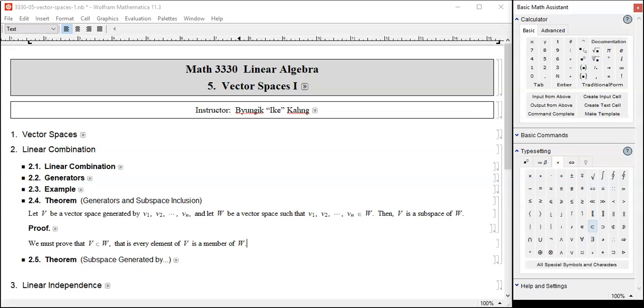Excuse me, I'm talking and typing at the same time. I'm not really that good at it. So let me read it again.